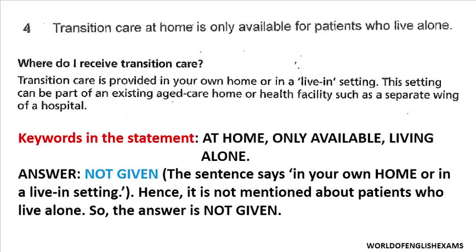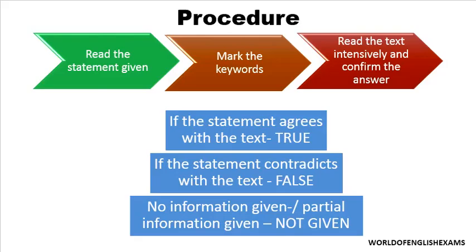First one, home. Second one, live-in setting. Third one, aged care home, or fourth one, health facility. Is there anything mentioned about those who live alone? No, right? So hence this is partially given. It is not completely given, but it is partially given. Hence, let's go back to what our instructions say.